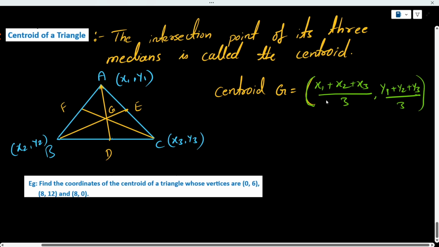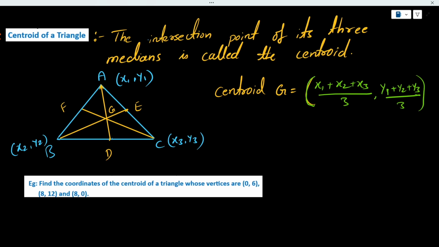After this, centroid. What is the meaning of centroid? Centroid is nothing but the intersection of three medians. What does median mean? Median means a line segment dividing the opposite side into two equal parts. Now here BE is a median dividing AC into two equal parts. Similarly here CF is a median dividing AB into two equal parts. So their intersection is called here the centroid.